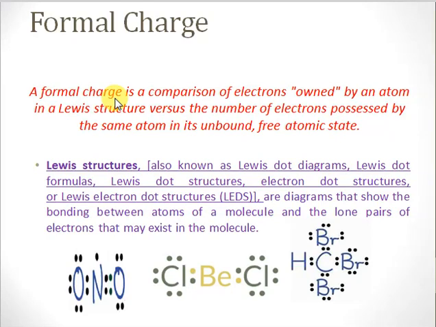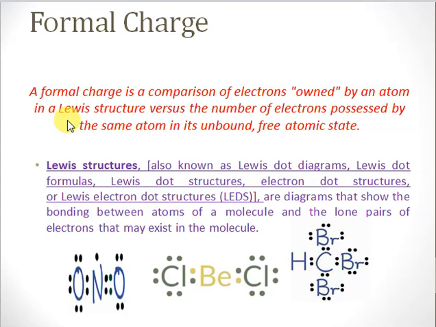So it's just a comparison of the number of electrons owned by an atom in a Lewis structure with the number of electrons possessed by the same atom in its free state. The number of electrons possessed by this oxygen in the free state is 6. However, in this particular Lewis structure there are 8. This comparison is known as a formal charge.